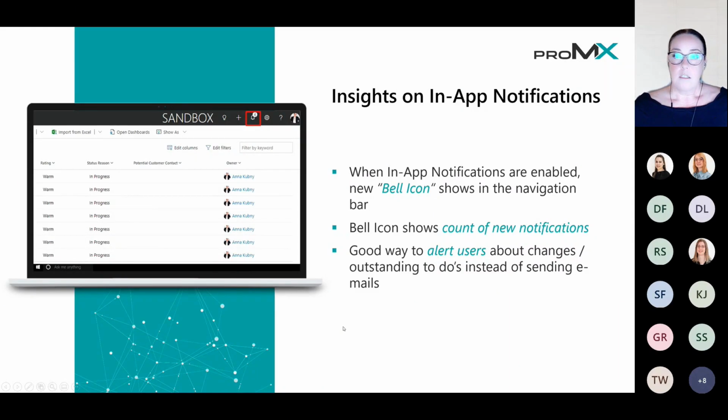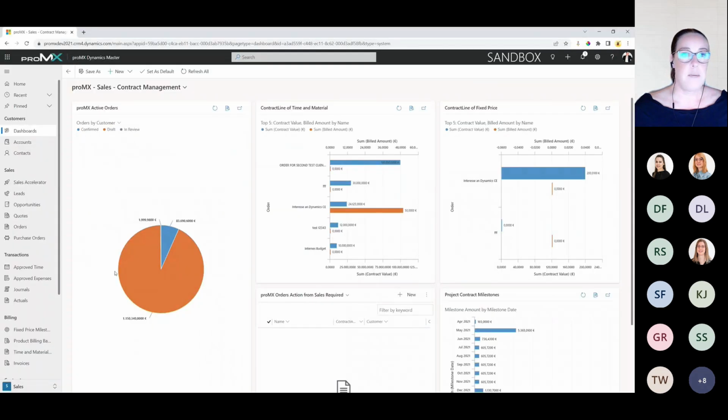So let me now go into the system. I'm in a trial environment, so there is, well, fake data in there. So let's start with the modern advanced find, and let me navigate to just one entity, which is opportunity.